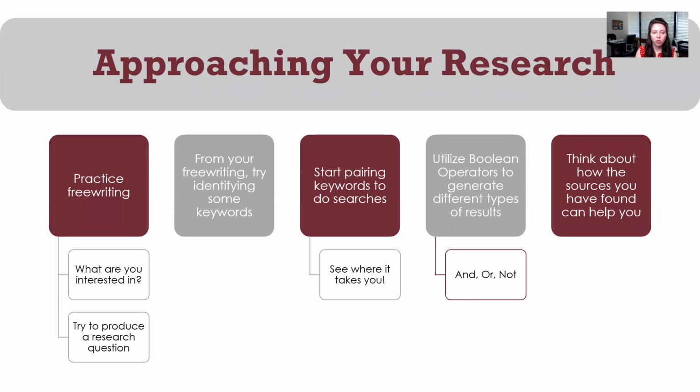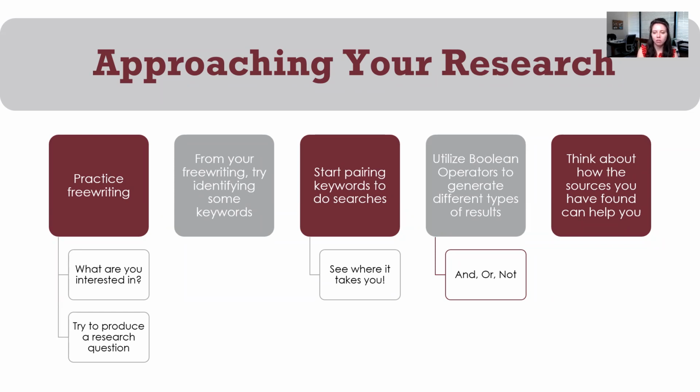So from your free writing, try identifying some keywords. So Amelia Earhart, death, historians, missing plane, pilot, disappearance are all examples of some keywords that you can come up with based off of your research question. Then you can start pairing keywords to do some searches and just see where it takes you. So I could do Amelia Earhart disappearance or missing pilot, Earhart, death. Some examples of some keywords that I could pair together.